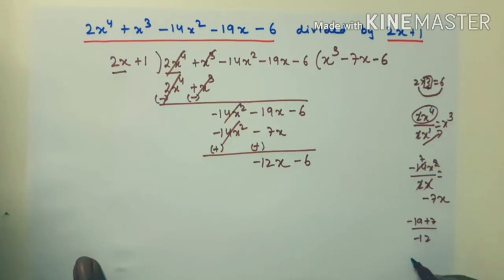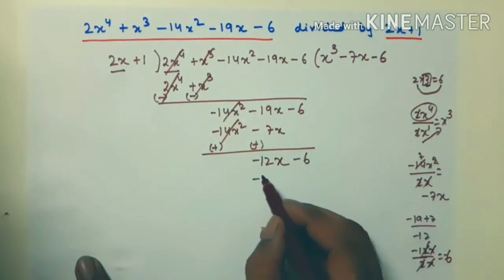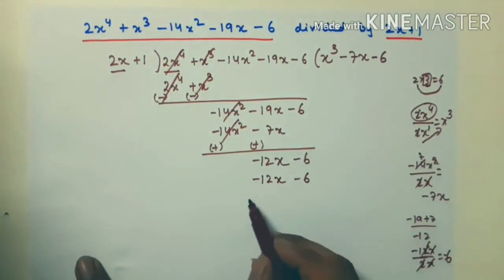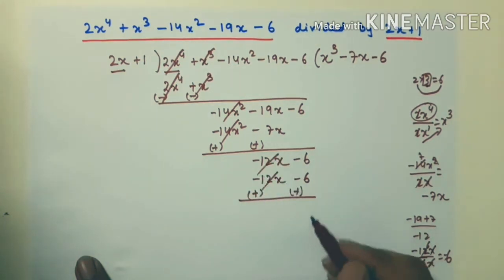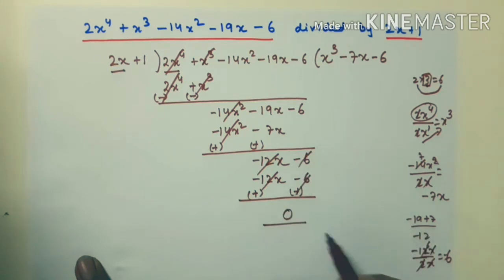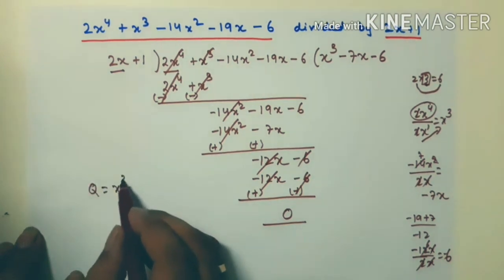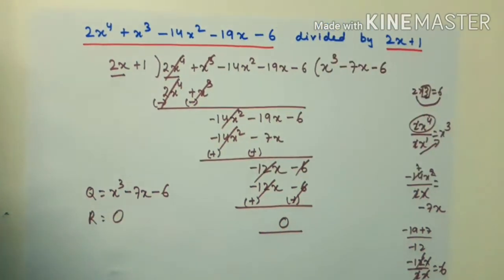We can check it also here. Just divide minus 12x by 2x. So x gets cancelled, 2 ones are 2, 6 are, we get minus 6. So 2x into minus 6 gives you minus 12x, and plus 1 into minus 6 will give you minus 6. Now we will change the sign as we are subtracting. So minus 12x plus 12x gets cancelled, minus 6 plus 6 gets cancelled, so we get remainder as 0. So here the quotient is x to the power of 3 minus 7x minus 6, and the remainder is 0.